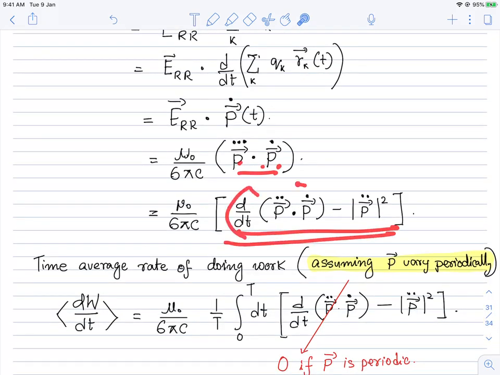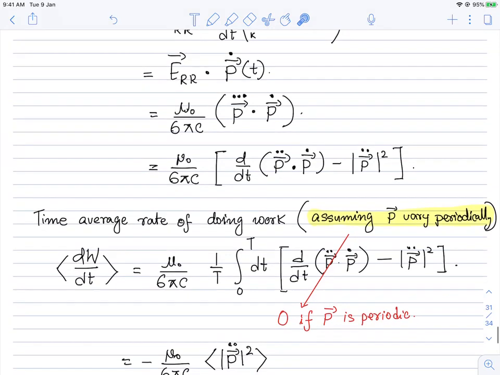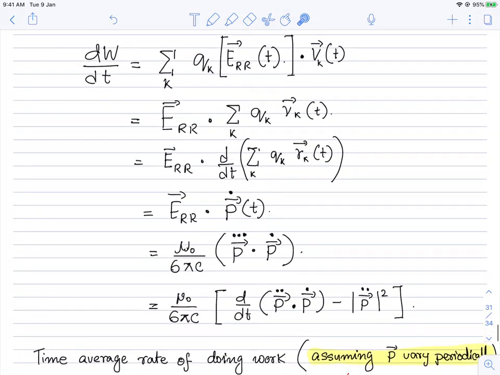This is the total time derivative of this. If we act with the time derivative, we get a triple time derivative dot single time derivative, which is this term, and then there will be another term where the derivative acts on the other factor, so it will be the double time derivative squared. That I have to subtract out if I write it in this way, so I have written it that way. This is the rate of work done on the charge configuration itself because of this radiation reaction force.